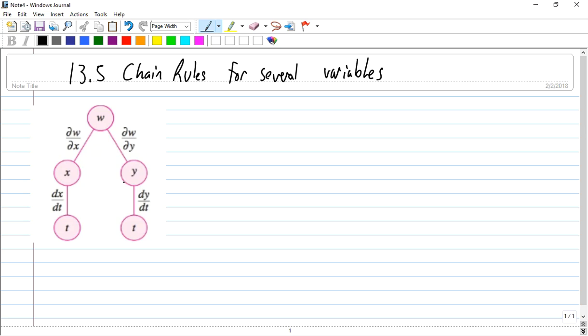Alright, so I have this little diagram here. It kind of shows you what we're going to be doing. You start out with some function, in this case, a function w. And then we go through, and if we have w that is equal to some function of x and y, but then x and y are functions of, let's say, t.